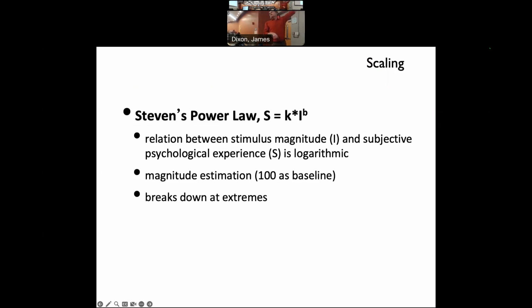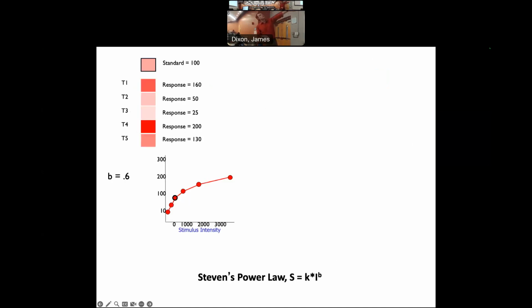This law breaks down at the extremes, so that's not so unusual. But let me jump right to an example, because I realize I'm still talking in the abstract, so maybe this will help us.